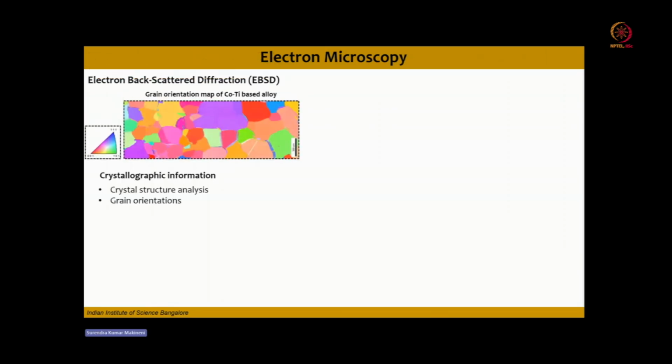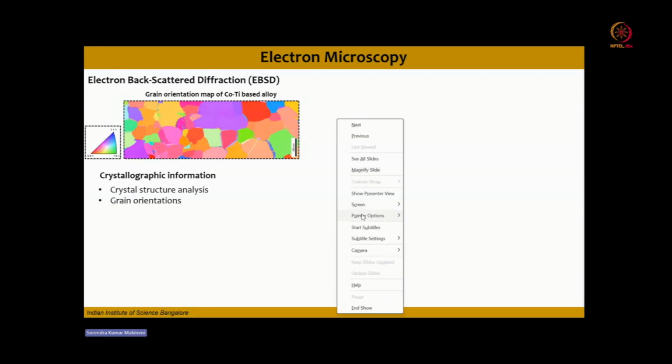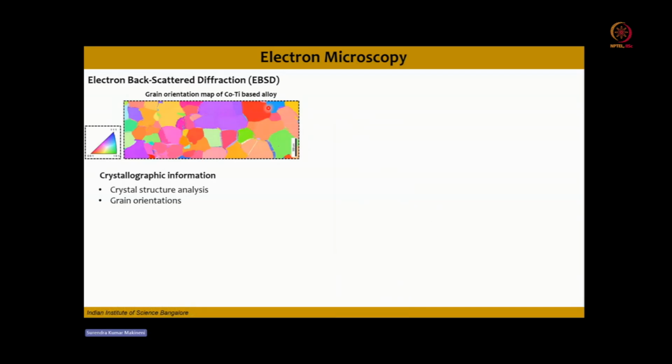in SEM, we can do electron backscatter diffraction so that you can get the crystallographic information. You can get the crystal structure analysis. You can get the grain orientation map. Here I am showing an inverse pole figure map where you can see that different colors correspond to the different crystal orientations. Okay.